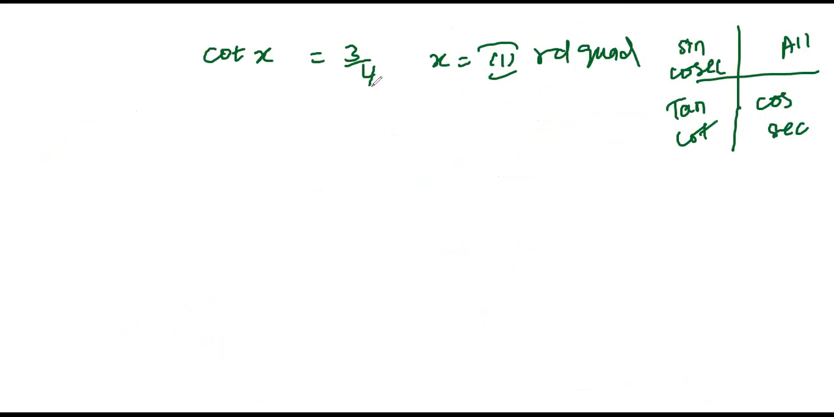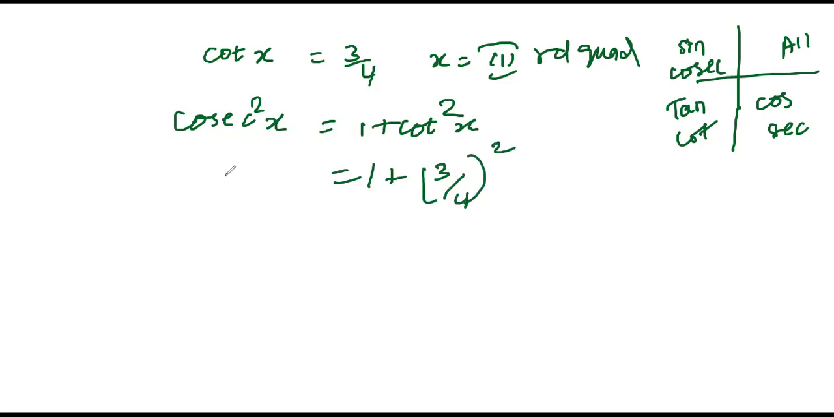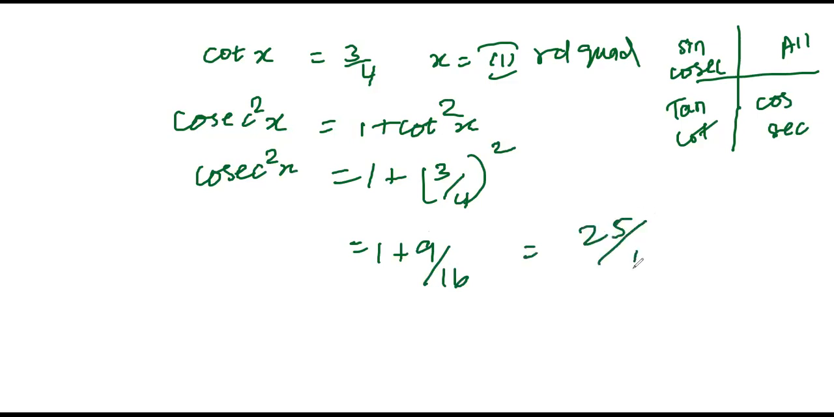So cot x is 3 by 4. You know this identity also. What is it? Cosecant square x is equal to 1 plus cot square x. So simply substitute the value of cot here, which is 3 by 4 the whole square. So that would be cosecant square x is equal to 1 plus 9 by 16, which is 25 by 16. Cosecant x is equal to plus or minus 5 by 4.